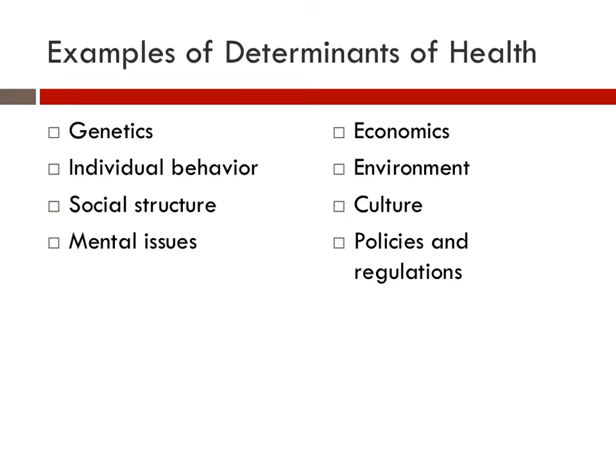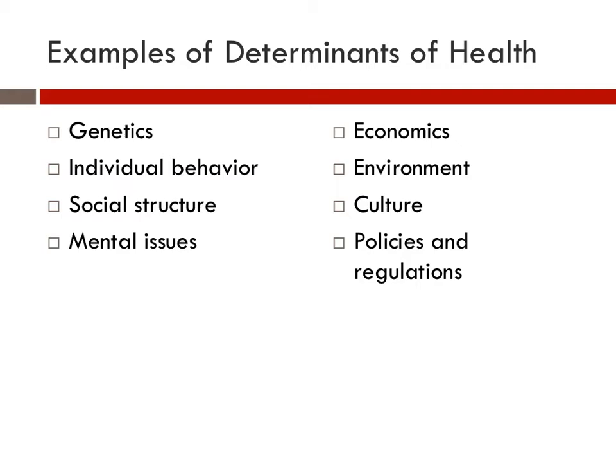So here are some examples of the determinants of health. These are factors associated with the health condition. It could be a good health condition, right? But usually in our class, we're looking at poor health outcomes. Some of these examples, and this list is not extensive, could be genetics, individual behavior, social structure, family and friends, for example, mental conditions, economics, environment, culture, and the policies and regulations that surround that individual. Can you think of any other determinants of health that I haven't listed here?